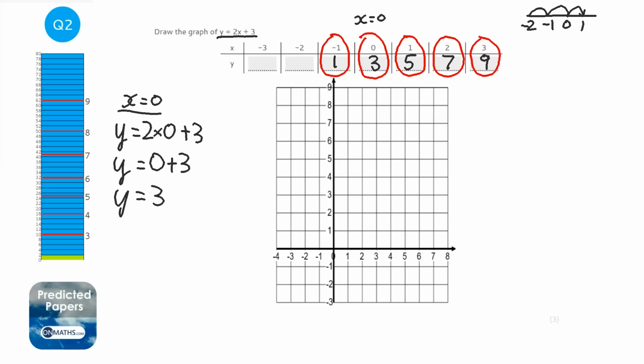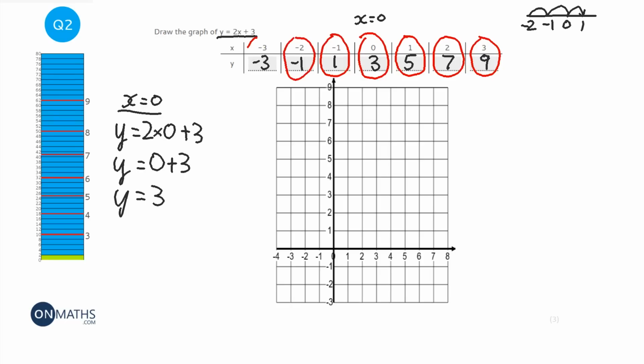So let's try the next one. 2 times negative 2 is minus 4, plus 3 is minus 1. Minus 3 times 2 is minus 6, plus 3 is minus 3. So those are my final two coordinates.